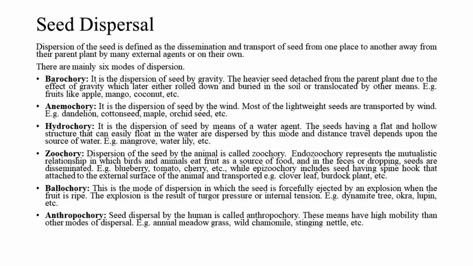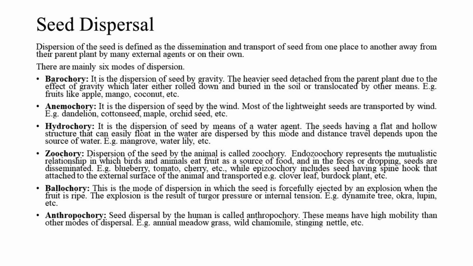Zoochory, dispersion of the seed by animals, is called zoochory. Endozoochory represents the mutualistic relationship in which birds and animals eat fruit as a source of food, and in the feces or droppings, seeds are disseminated, e.g., blueberry, tomato, cherry, etc., while epizoochory includes seeds having spines or hooks that attach to the external surface of the animal and are transported, e.g., clover leaf, burdock plant, etc.